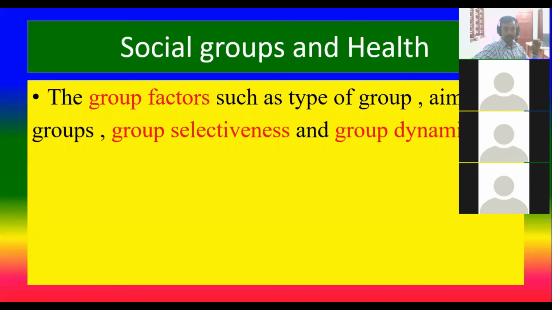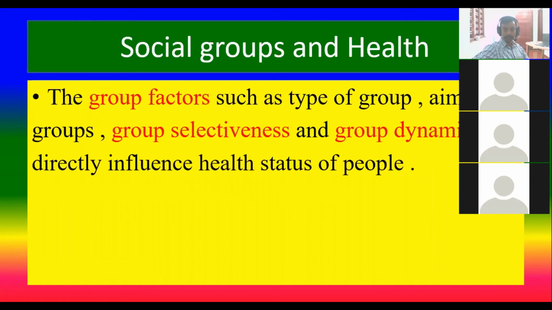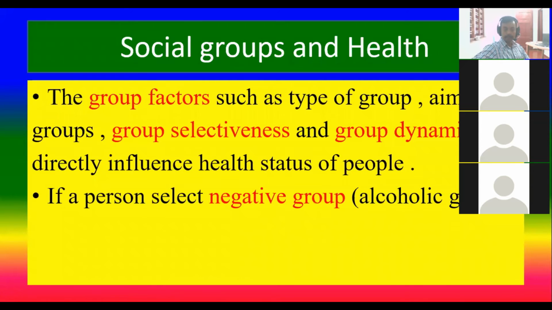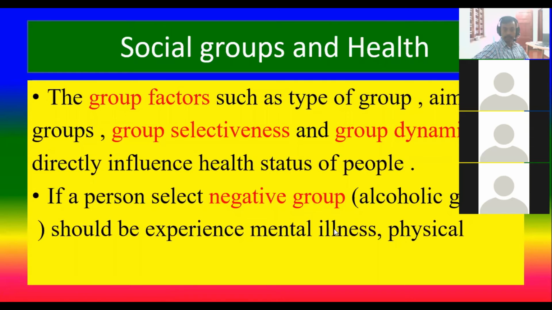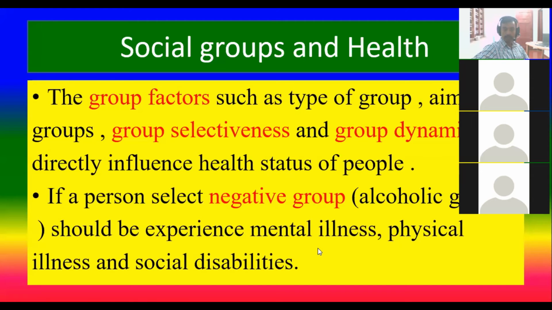Group factors such as group selectiveness. For example, friends. If a person selects positive friendship or positive groups, that person experiences a good health status. Look at negative groups, for example, alcoholic groups. They may experience mental or physical illness or social disability. So group choosiness is essential and is directly linked with the health status of individuals.